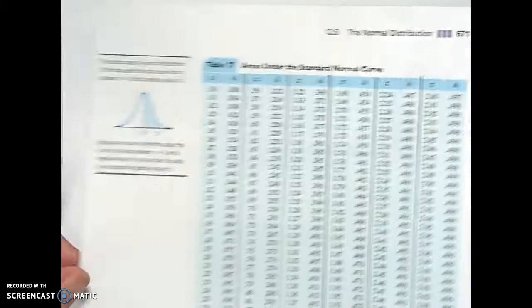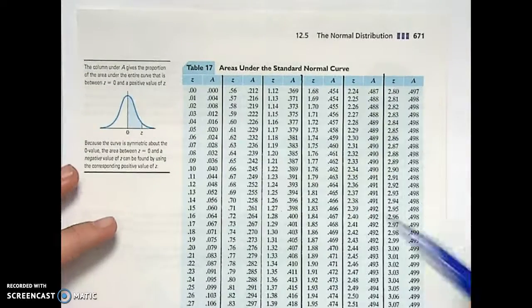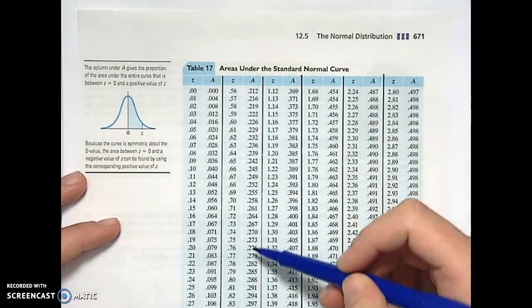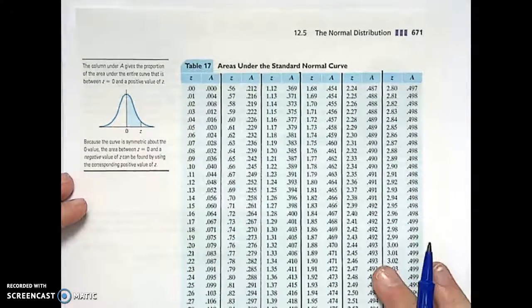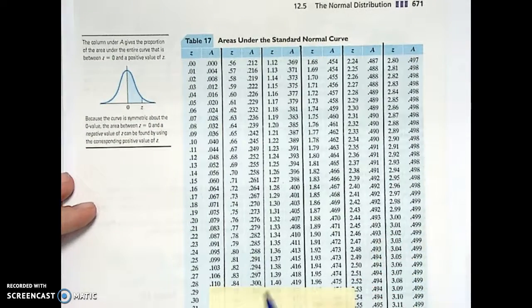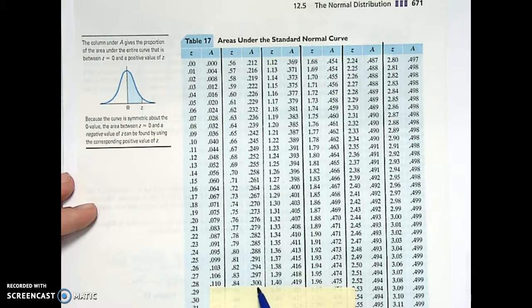So pulling out our table, remember that the columns come in pairs. We're going to be looking at the column on the right to try to identify where we encounter an area of 30%, or rather 0.300. We found it right here in this column. An area of 0.300, or 30%, corresponds to a z-value of 0.84. Let's go ahead and record that on our piece of paper.